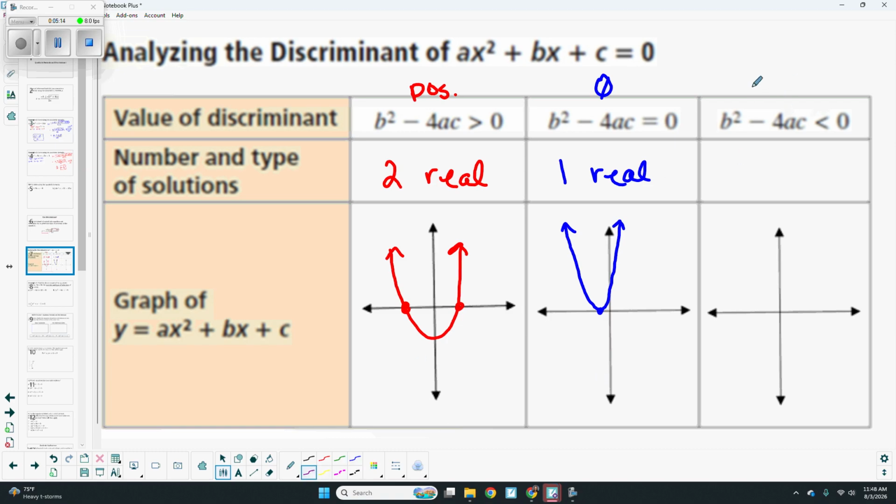But here, if it's a negative, less than 0, it never crosses the axis at all. So it has no real solutions, but it does have two imaginary or complex. They do use the word imaginary, although technically I guess the word would be complex solutions.